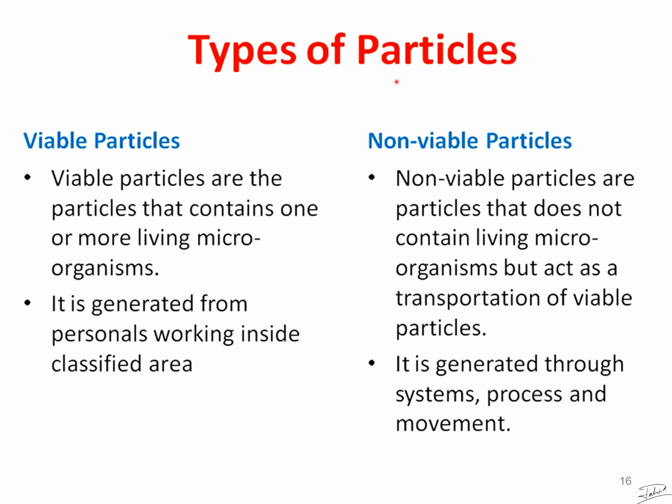So there are two types of particles. One is viable and another is non-viable. Viable particles contain one or more living microorganisms. They are generated from personnel working inside the classified area. So this comes from humans, and non-viable particles come from any manufacturing site, tablet or capsule, etc. Non-viable particles do not contain living organisms but act as transportation of viable particles, and are generated through system, process, and movement.